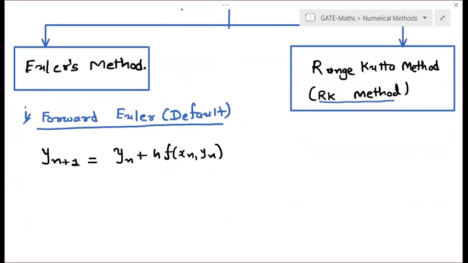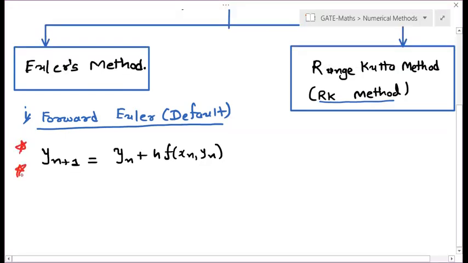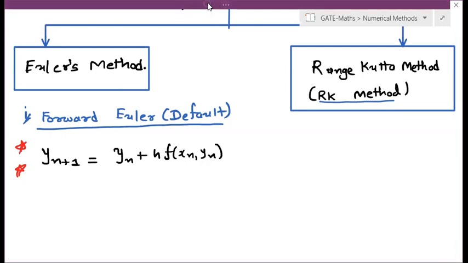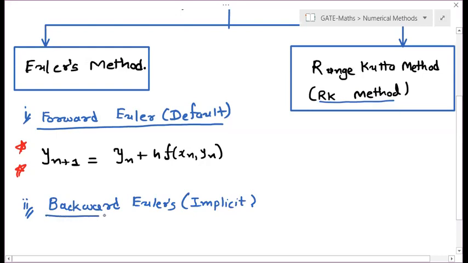This was asked in GATE many times, so from a GATE point of view, this is important. Second is your backward Euler's method. Another name for backward Euler's method is the implicit method, or implicit Euler's method.